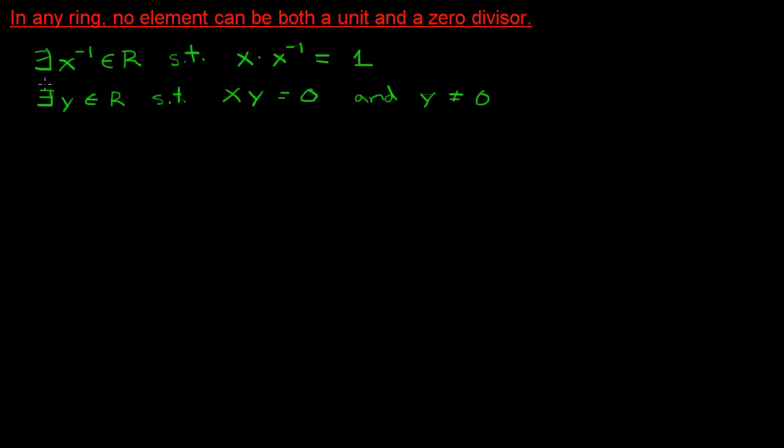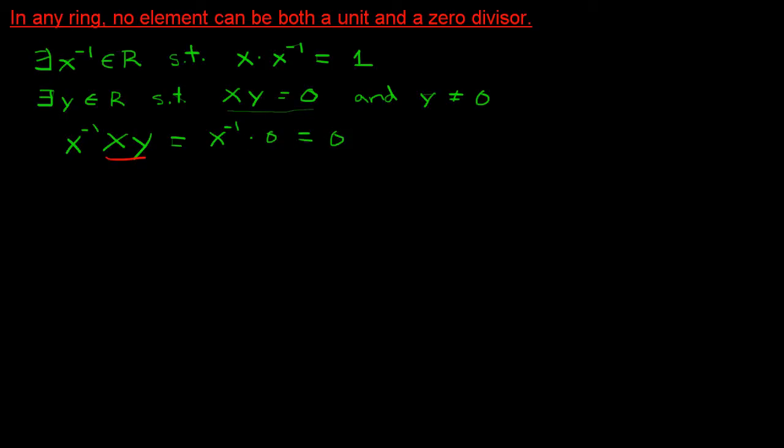Okay, so we just have the definition of a unit and the definition of a zero divisor. Let's see where this can get us. Let's take a look at the expression, actually I think we want X inverse X Y. Now if we look at this part, from the second line, this is X inverse times 0, which is just 0, because anything times 0 is 0.